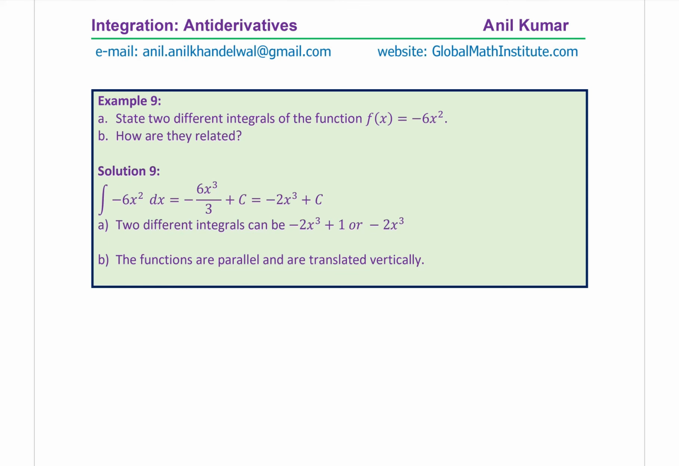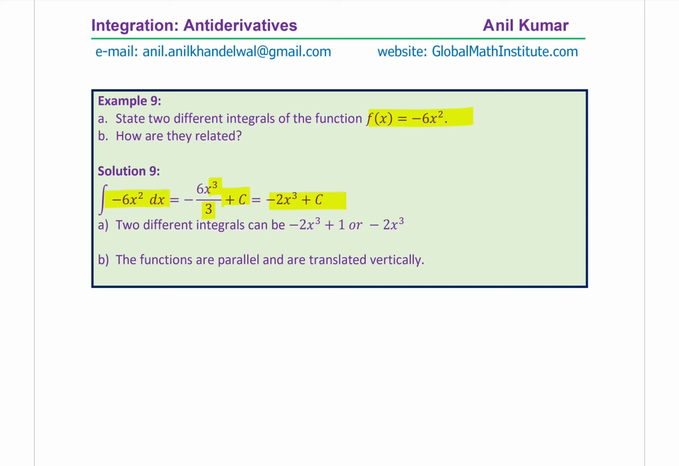The next example here is: state two different integrals of the function f of x equals minus 6x squared. Well, let's apply the rule. Once you apply the rule, here's the integral of minus 6x squared dx. Add the power, it becomes 3, divide by that 3, right? So that becomes your rule, plus c. So when you divide 6 by 3, you can simplify and write the answer as minus 2x cubed plus c.